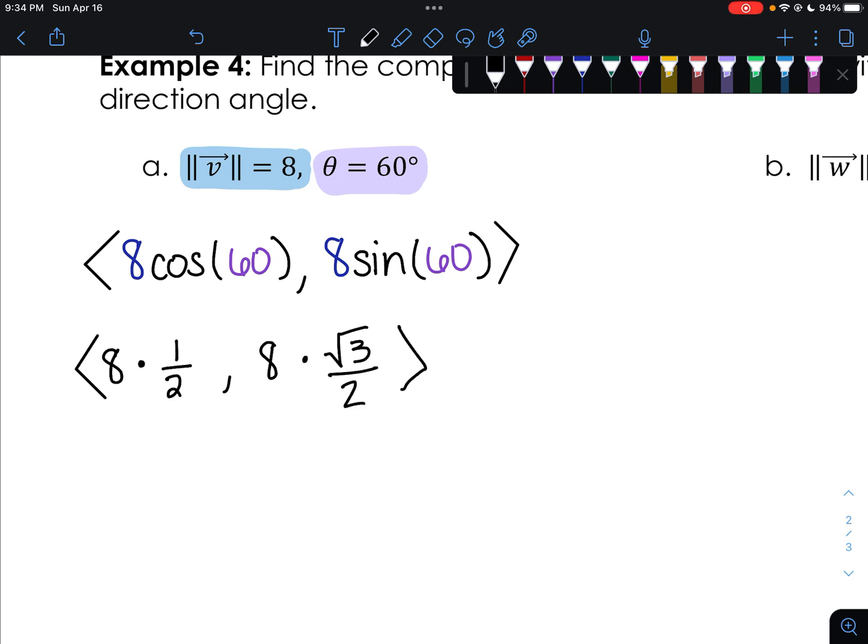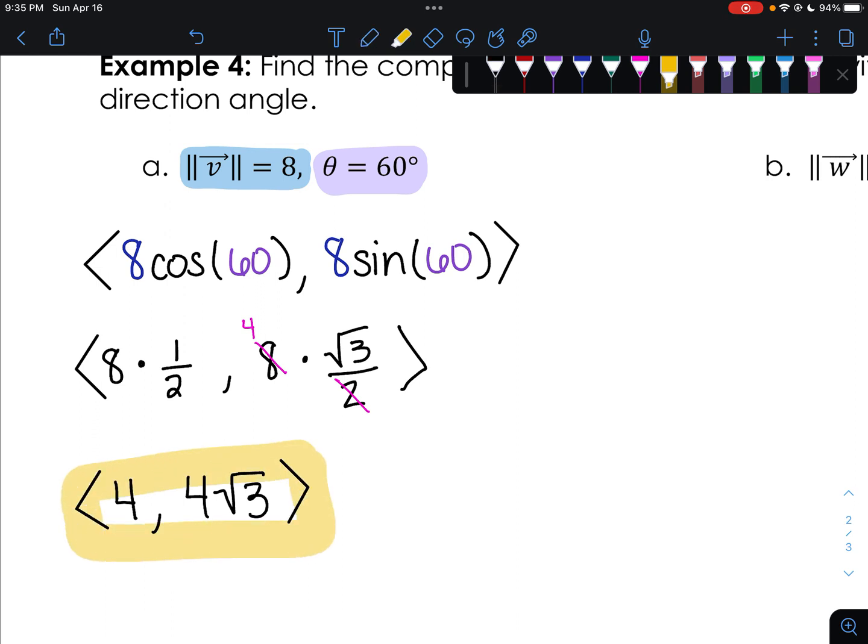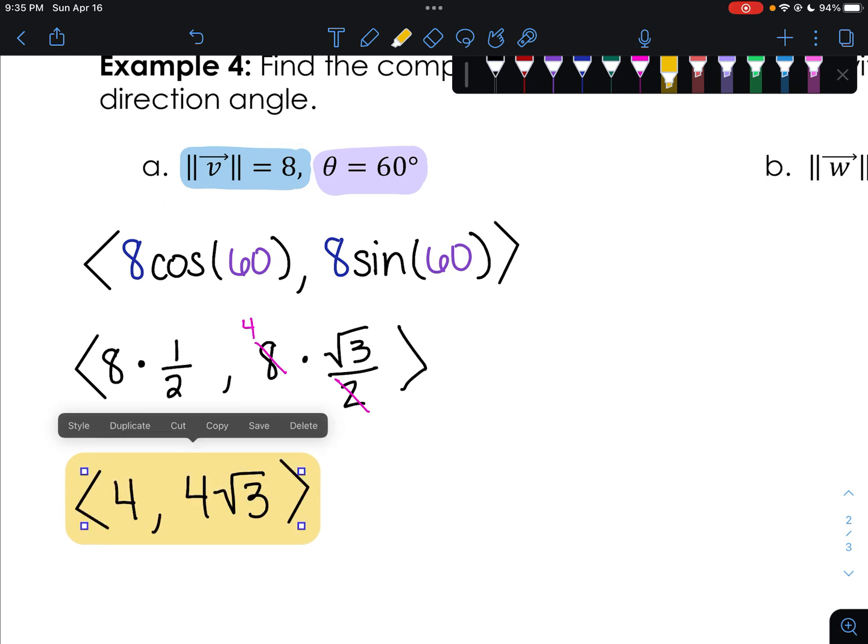If I multiply these out now, 8 times 1/2 is 4. 8 times rad 3 over 2. Well, this 2 simplifies the 8 into a 4. It divides it by 2. So we get 4 rad 3. And that would be our answer.